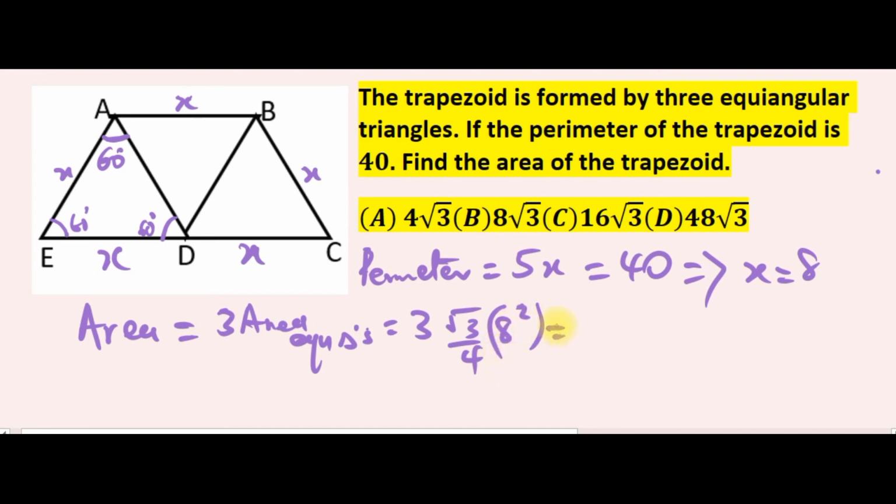4 in 64 is 16. 16 times 3 is 48. So our answer is 48 root 3. So our answer is D.